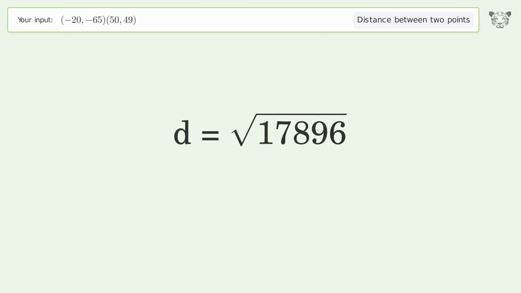And so the distance between the 2 points is the square root of 17,896, or 133.776.